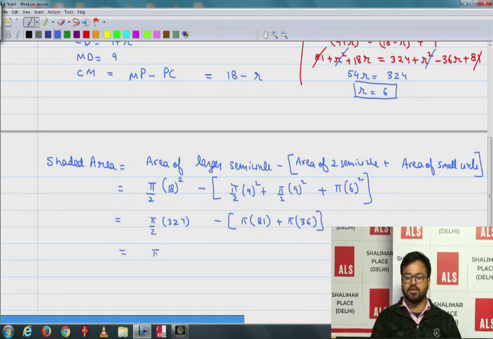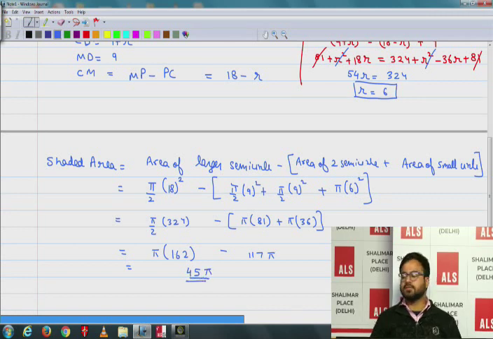So this will be, when we divide this 324, that is 162, minus 36 plus 81, 117 pi. So 162 minus 117, so it is 45 pi.